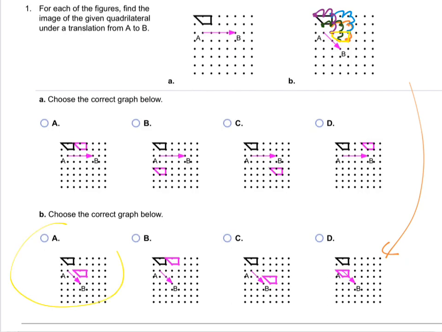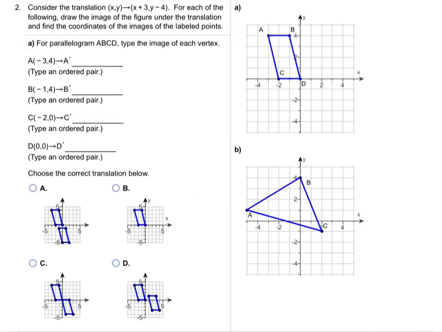Which one of those looks correct? It looks like this one, doesn't it? Yeah, there it is. 2 right and 2 down. If you can see that, it's not very clear, but 2 right, 2 down. I think you can see it. So the answer is actually that one, isn't it? This shape moved 2 right, 2 down, all the 4 corner points. Let's try another one of these.